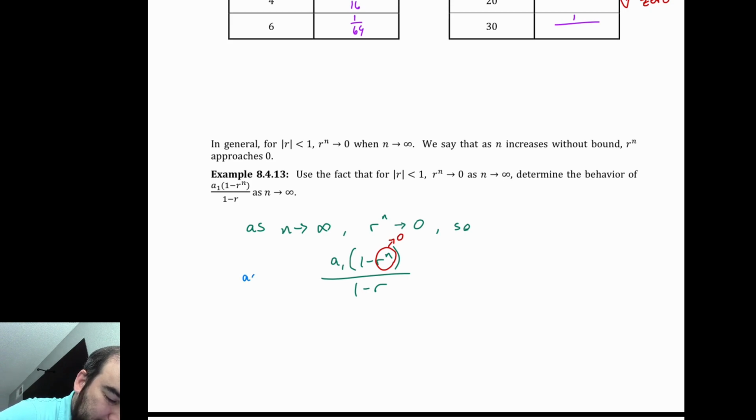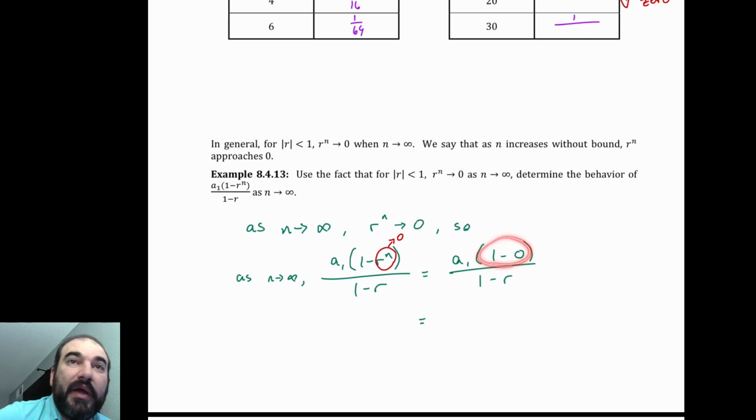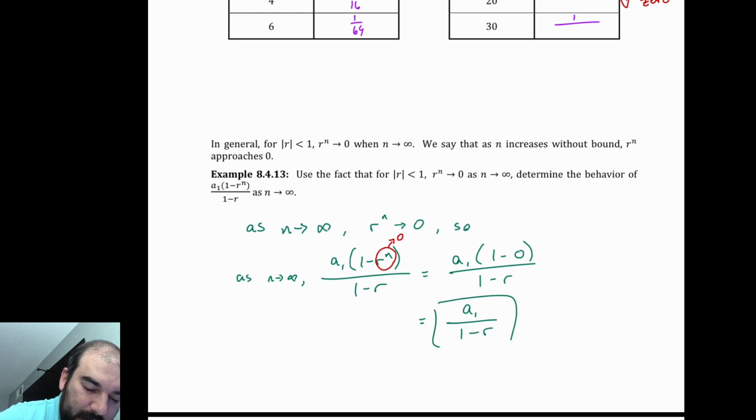So as n goes to infinity, this formula will become a1 times 1 minus 0 over 1 minus r. All right, and we can simplify that a little bit. Well, 1 minus 0 is 1, so we can write the numerator as just a1 over 1 minus r. So that's what happens to the formula as n goes to infinity.